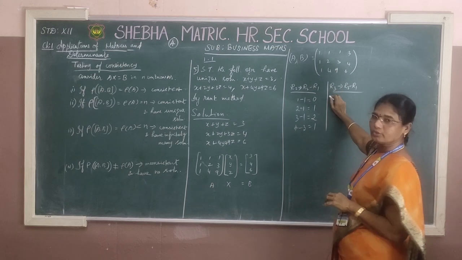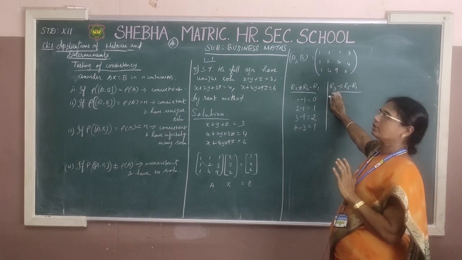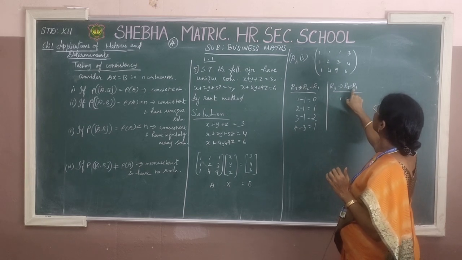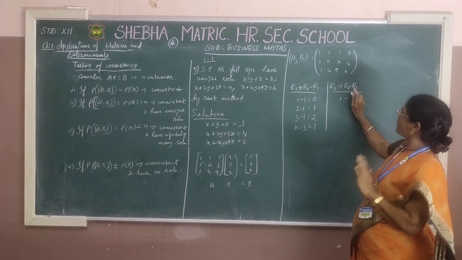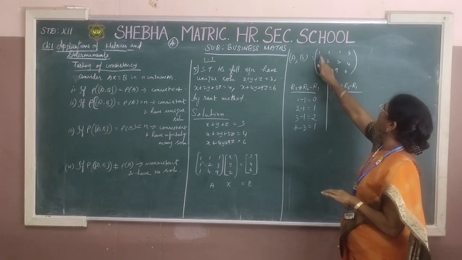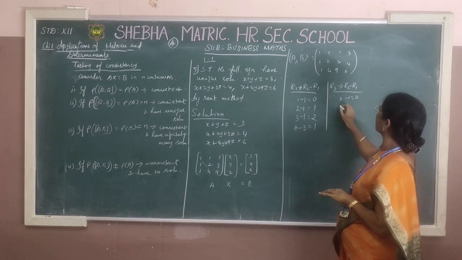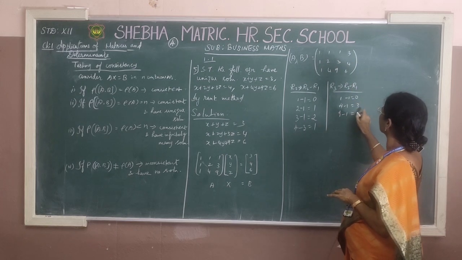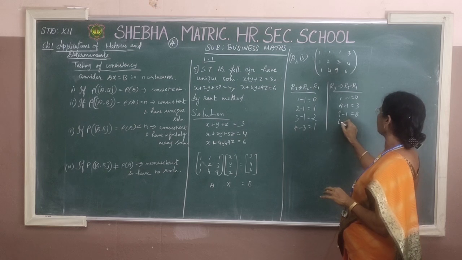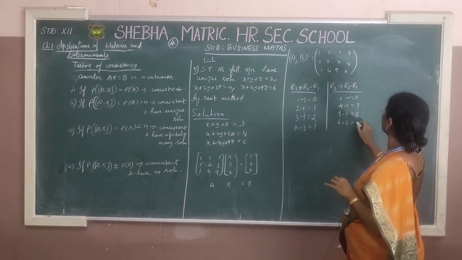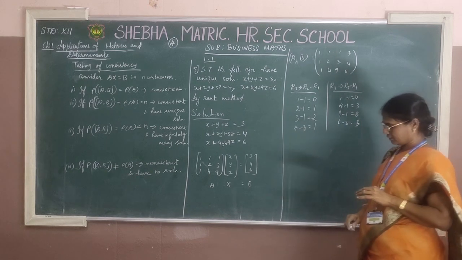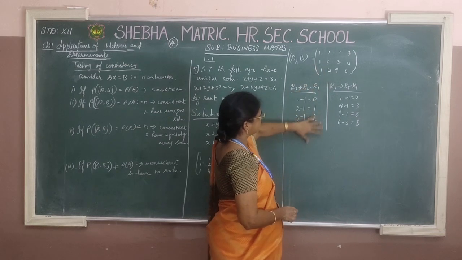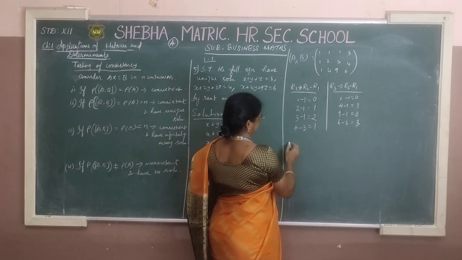Okay, after doing this, you have to do the third row. In this third row, listen, we have to subtract R1 from R3. So 1 minus 1, we get 0, 4 minus 1, we get 3, 9 minus 1, we get 8, and 6 minus 3, we get 3.